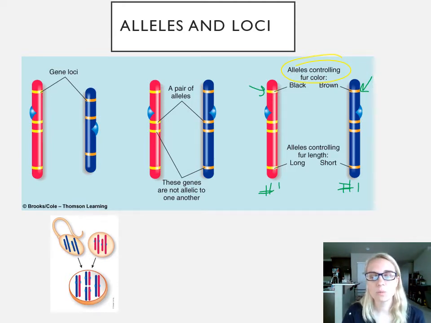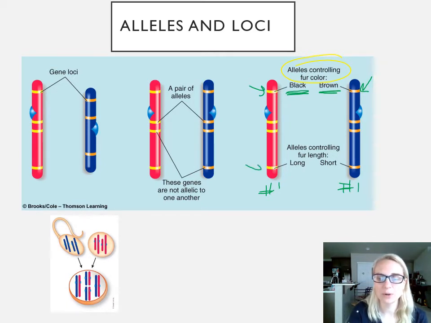So on chromosome 1 for cats, we'll say cat fur color. That's the gene, fur color. There are two options. You could have black fur or brown fur. Those options are what we call the alleles. So it's the variation of that particular gene. So the gene is fur color, the alleles are black and brown.